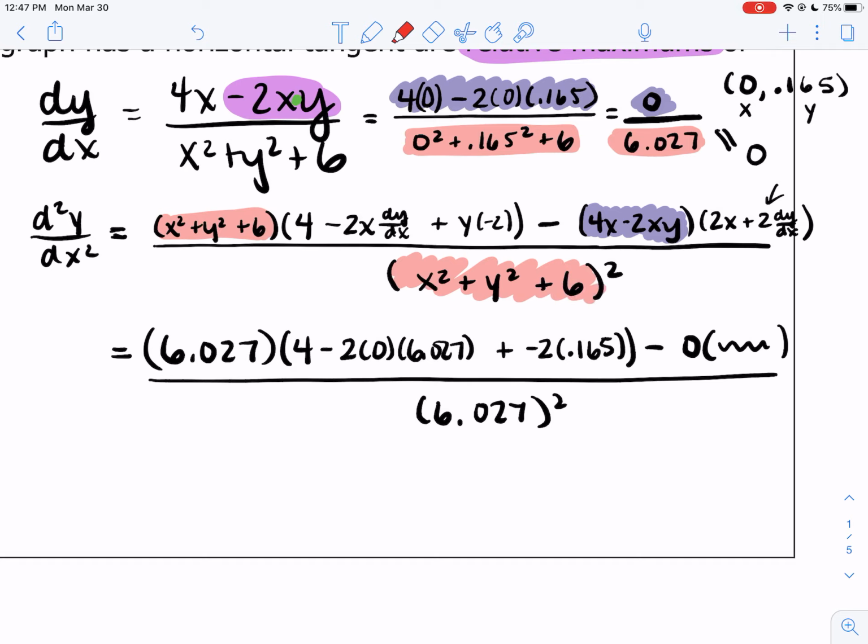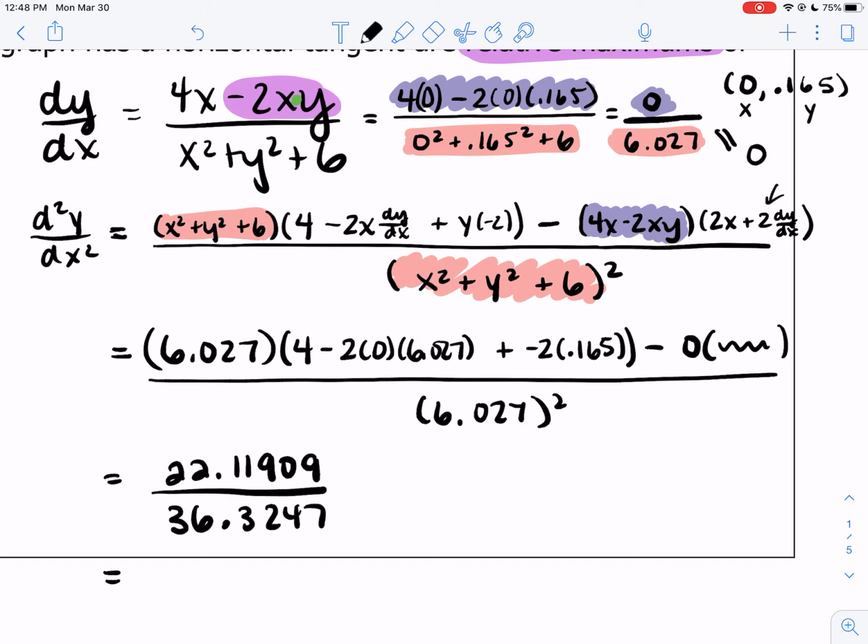Remember the value from your denominator, so that red value that we had from above. If we put this into our calculator, we have 6.027 multiplied by 4 minus 0 minus 2 times 0.165, so just evaluating that numerator, and you'll wind up with 22.11909 divided by 6.027 squared, which is 36.3247. This number actually is a positive number.